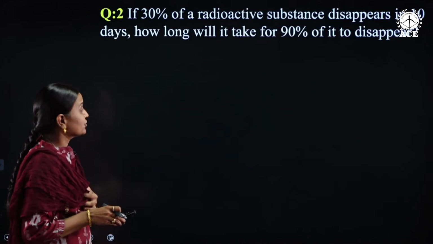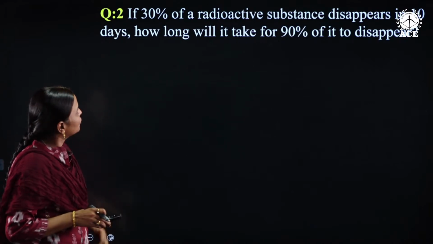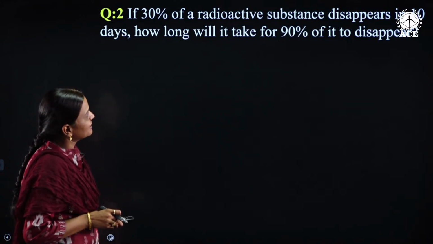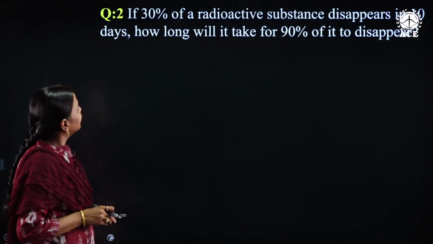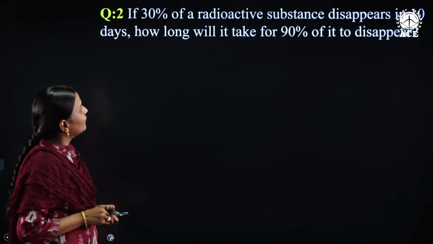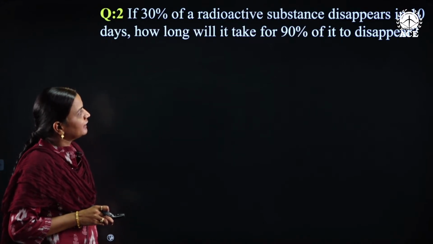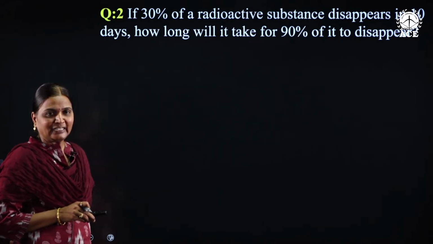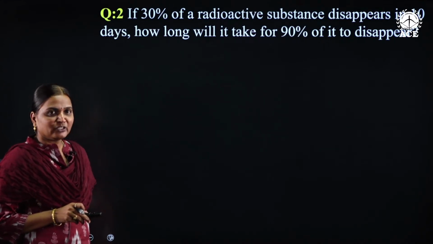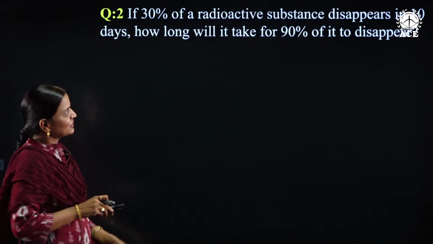Next, what is the next question? This is a maximum times repeated question. If 30% of a radioactive substance disappears in 10 days, now here time is given in days, how long will it take for 90% of it to disappear? So here also the initial amount is not given.